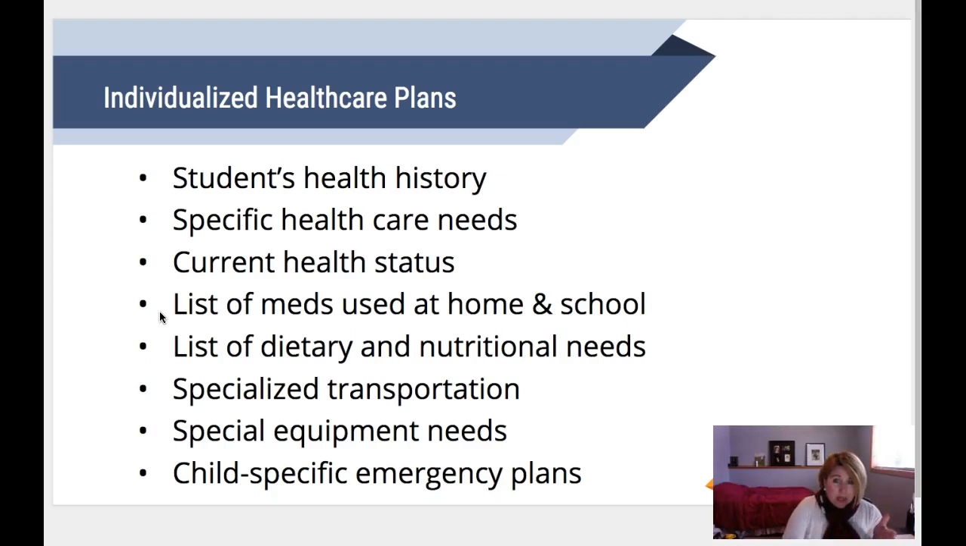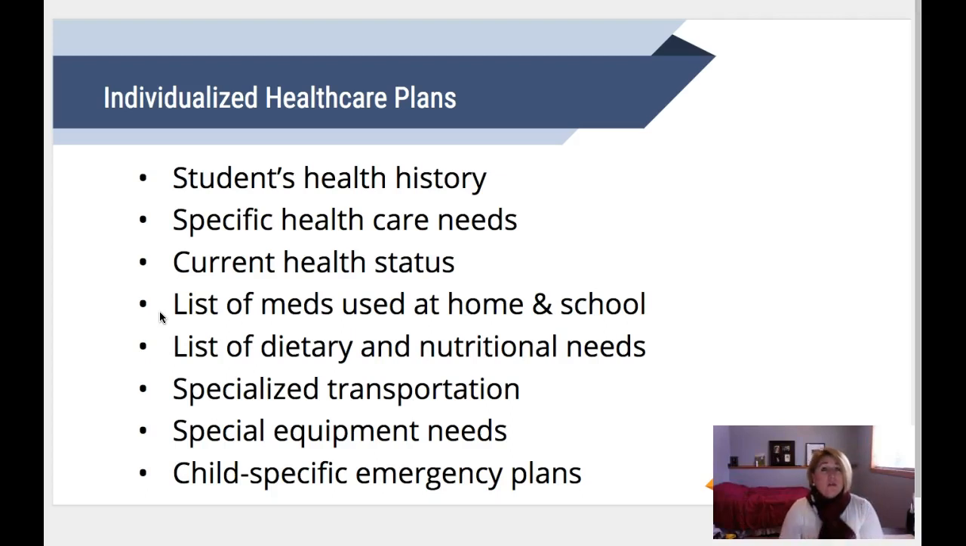And as you see on the slide here, you can see the bullets that I've given. These are the things that are recommended to be in an individualized healthcare plan. The student's health history, what are their healthcare needs, what's their current status, because just because someone's had perhaps an active seizure disorder in the past, perhaps today those seizures are maybe more under control. So that would be something useful to have in the plan. Doesn't mean you couldn't have another seizure, but right now the record is maybe they are not having them currently.